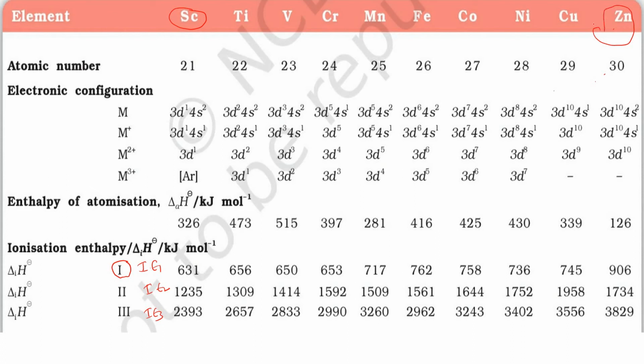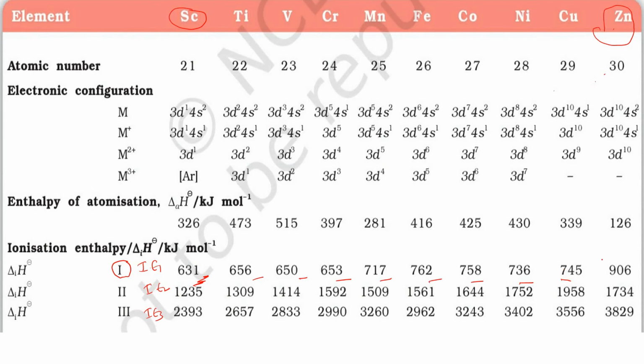So from scandium to zinc, if you observe the ionization energy, you see 631, 656, a little bit of change, 700, 760, 758, 738, 745. It is not regularly increasing. Some exception cases will be there, that is 5 to 10. That is not important for us.